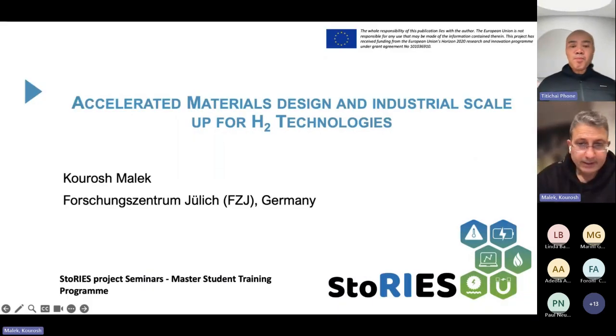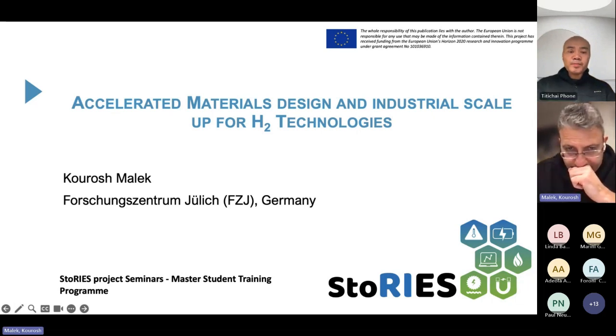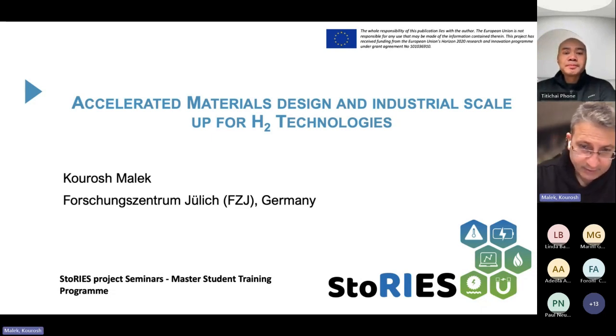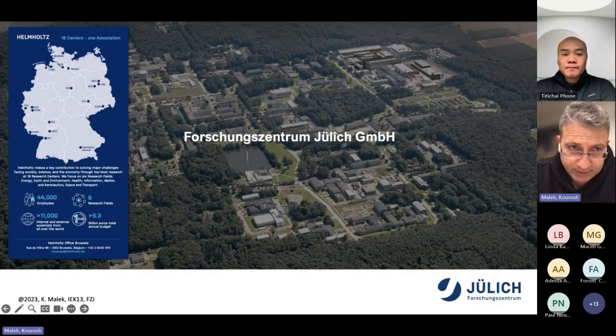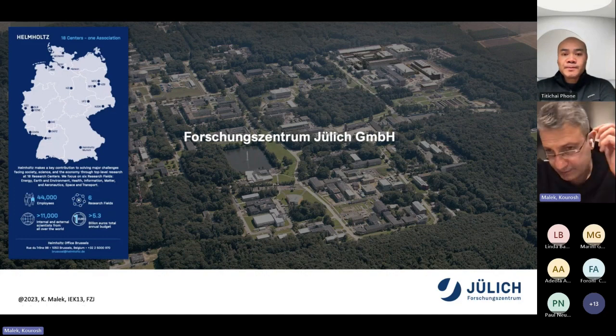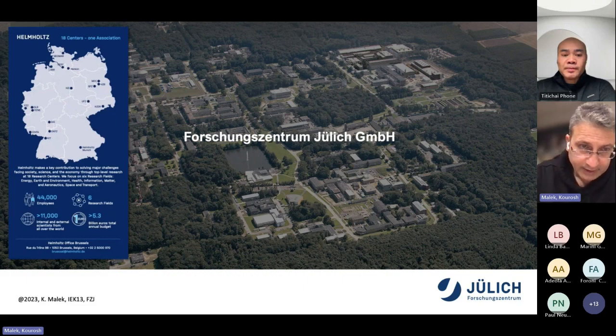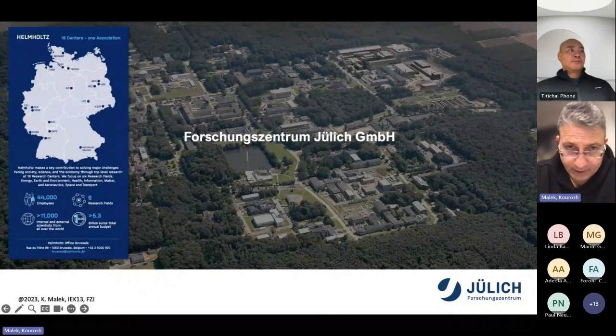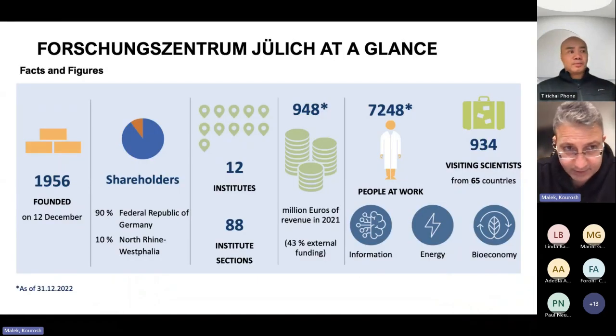Okay, great. So I'm just going to give you a little bit about where I am coming from. Research Center Jülich, in the west of Germany. We're part of the Helmholtz Association, the largest research association in Germany. We are the largest research center, located in the west side of the country, and we are contributing to a lot of different fields within 12 institutes, 88 sub-institutes.